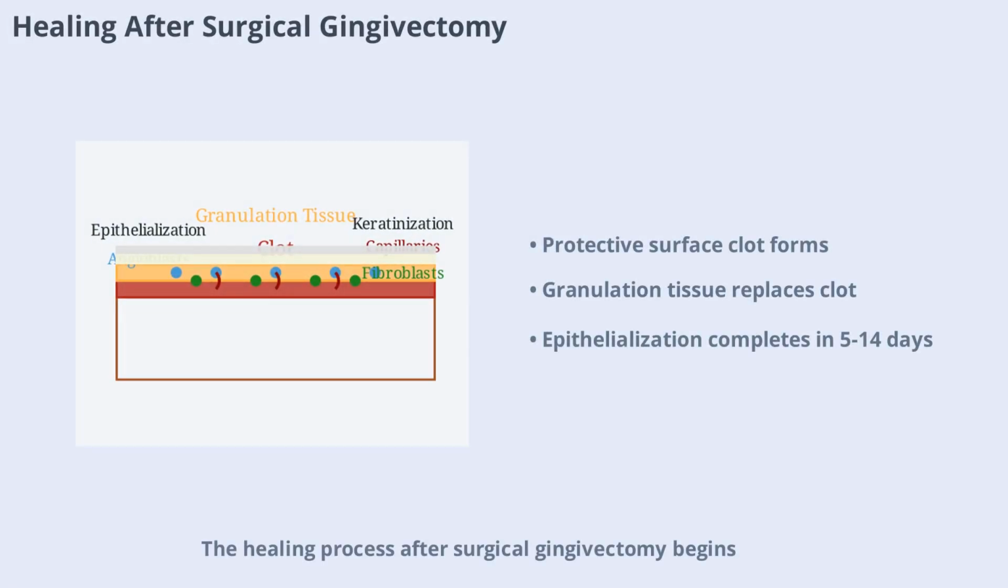The healing process after surgical gingivectomy begins with the formation of a protective surface clot. This clot is replaced by granulation tissue, which grows coronally to create a new free gingival margin and sulcus. Within 24 hours, new connective tissue cells, mainly angioblasts, appear, and by the third day, numerous fibroblasts are present. Capillaries from the periodontal ligament migrate into the granulation tissue, connecting with gingival vessels within 2 weeks. Surface epithelialization is generally complete after 5 to 14 days, with full keratinization taking about 1 month.